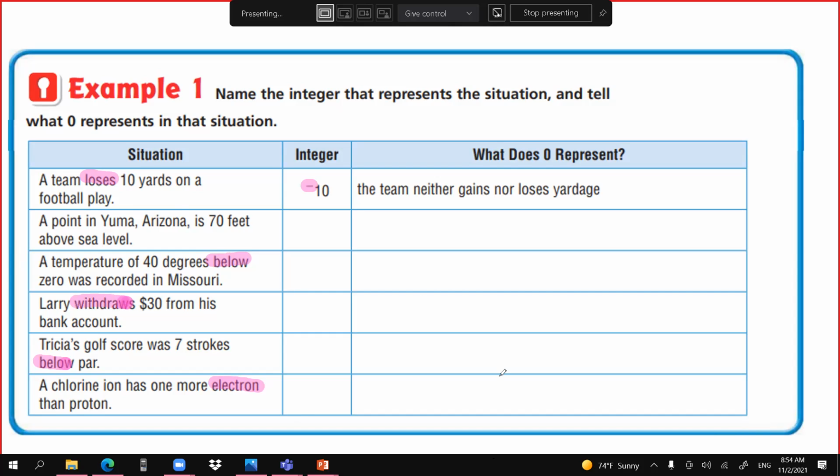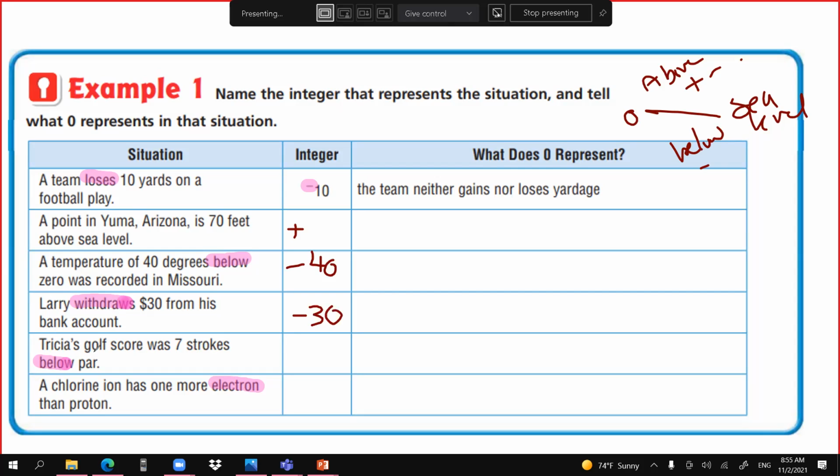See, here we have loses 10, so it's going to be negative 10. A point in Yuma, Arizona is 7 feet above sea level. So we say positive, because sea level represents 0. Above it, we say positive; below it, we say negative. So it's going to be negative 40. Withdraws, so it takes money. So it's going to be negative 30.